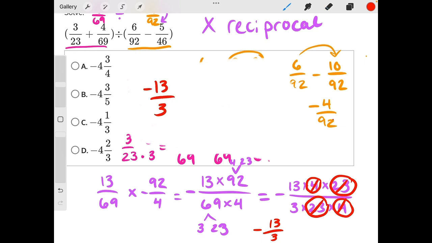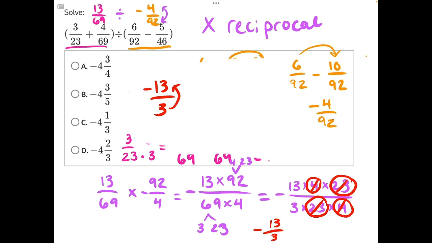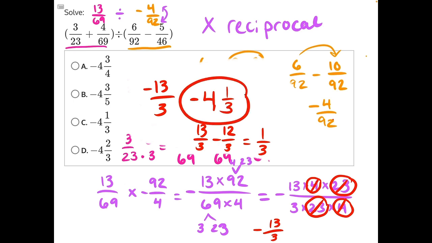How many times can 3 go into 13? It can go in 4 whole times. How much would be left over? Well, 3 times 4 is 12, so we're pulling out 12 thirds to get 4 wholes. And what would be left over is 1/3. So our answer is going to be negative 4 1/3. Answer choice C.